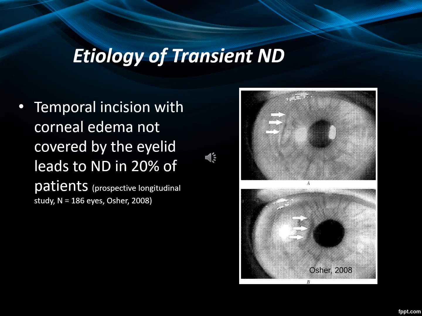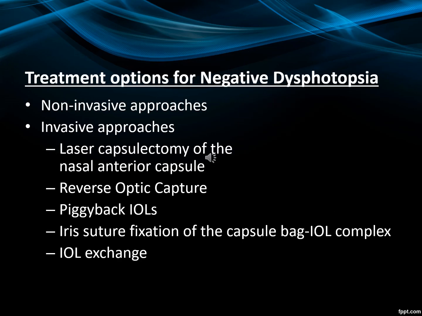Because the negative dysphotopsia shadow is transient, Bobby Osher believed that maybe it had a relationship with a clear corneal incision, since oftentimes the corneal incisions are made temporally, and therefore maybe it was the temporary corneal edema that was causing the shadow. However, since then, other published reports have shown that negative dysphotopsia occurs even when the corneal incision is superior and covered by the lid, and therefore it cannot be just the temporary corneal edema from a temporal incision. So now that we've gone over the causes of negative dysphotopsias, what are the treatment options?